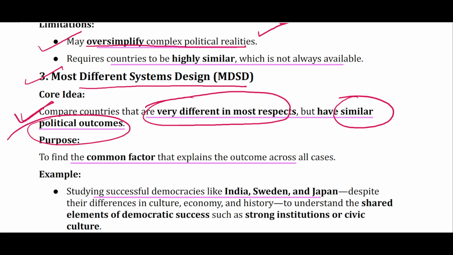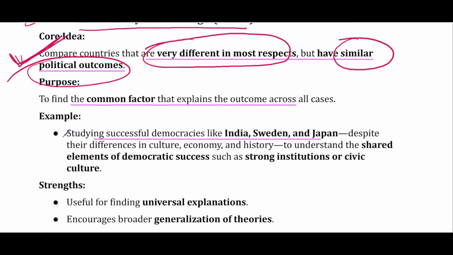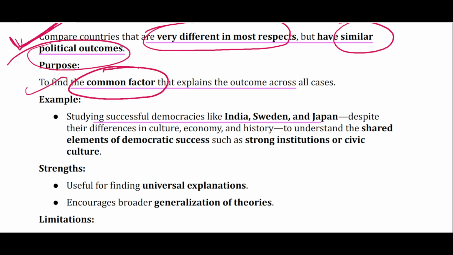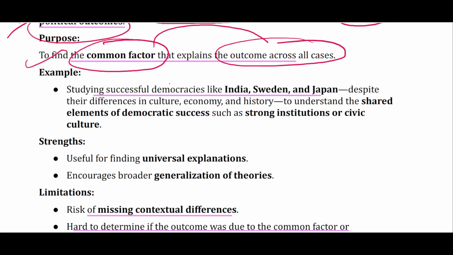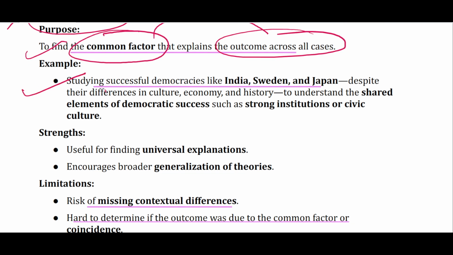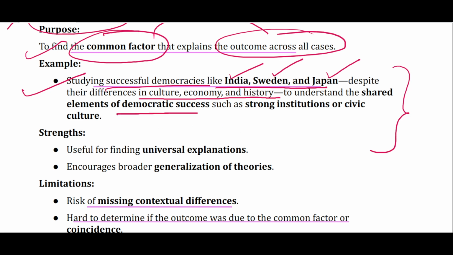So ये भी एक केस है that must be studied. So यहाँ पे purpose is to find the common factor that explains the similarity of outcomes. So जैसे सक्सेसफुल डेमोक्रेसी लाइक इंडिया, स्वीडन एंड जापान, अब तीनों का कल्चर सेम नहीं है. इंडिया एक साउथ एशियन कंट्री, स्वीडन एक स्कैंडिनेवियन कंट्री, जापान एक ईस्ट एशियन कंट्री. All of them have differences in culture, economy, history, geography, but they have democratic success and strong institutions. So ये भी एक एग्जाम्पल है.